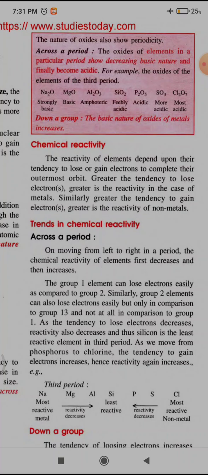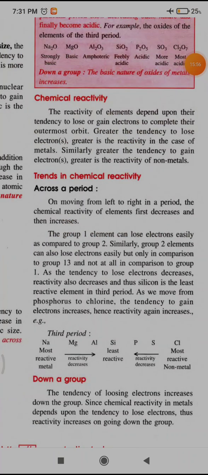Then we will see your chemical reactivity. So what is your chemical reactivity? Chemical reactivity means it depends upon their tendency to lose or gain electrons to complete their outermost orbit, or to get stable. How much or how many electrons they are losing or gaining, that is only your reactivity.